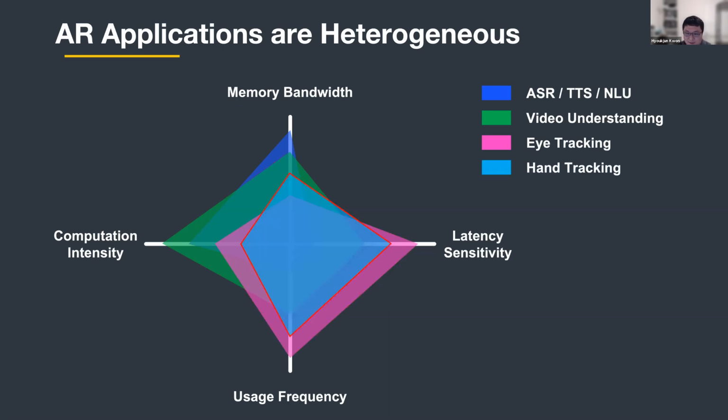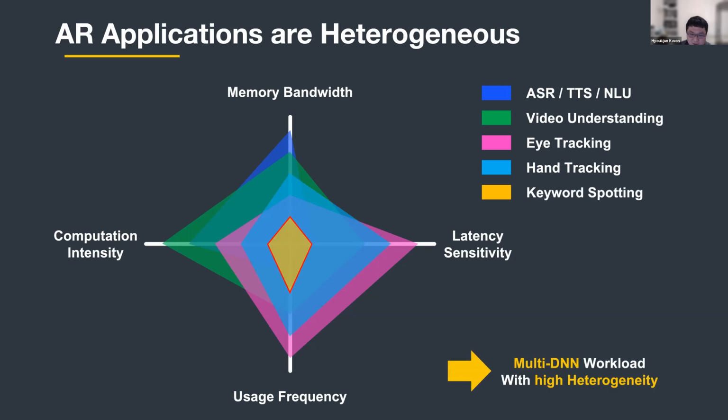And if we think of the hand tracking, which is another interaction method between the AR glass and user, the memory bandwidth and computation intensity are somewhere in the middle of all of those. But it is also latency sensitive, and usage frequency is also quite frequent, but not as frequent as eye tracking, because we don't want to be interacting with the AR glasses using the hand all the time.